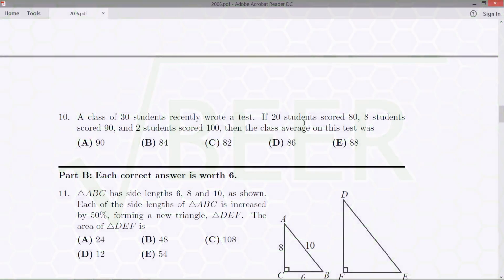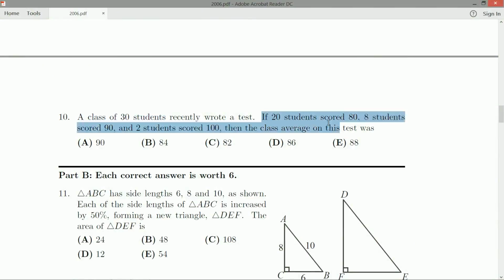We're looking at question number 10 in this video, question 10 from the 2006 Cayley contest. A class of 30 students recently wrote a test. If 20 students scored 80, 8 students scored 90, and 2 students scored 100, the class average on this test was... Okay. So none of the students' amounts are missing, which is good, because I don't think we'd be able to calculate them. We're being asked to compute an average.